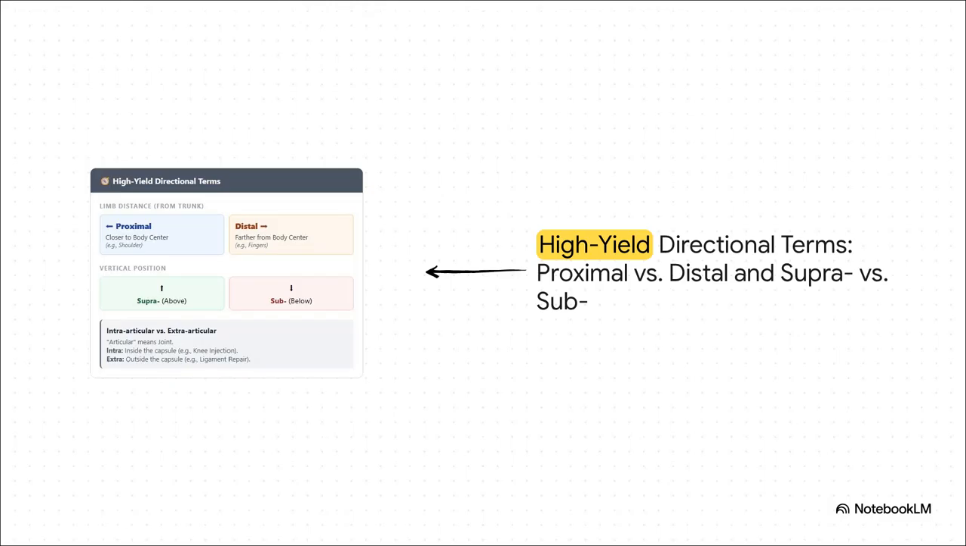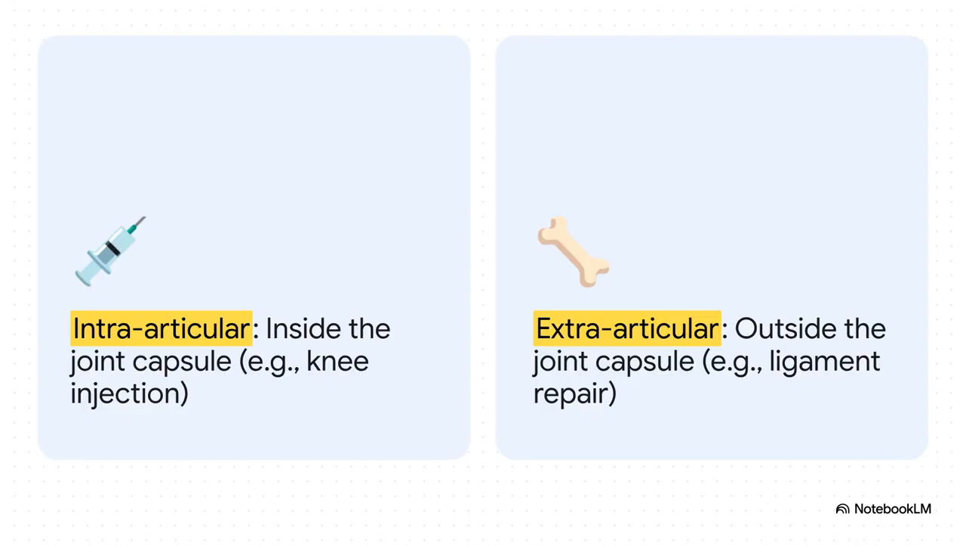And that brings us perfectly to these high-yield directional terms. Notice the stark contrast here. Proximal means nearer to the trunk, like your shoulder, while distal means farther from the trunk, like your fingers. Then for vertical positions, supra means above and sub means below. Reversing these simple prefixes completely ruins your claim because it points the payer to a completely different part of the body.